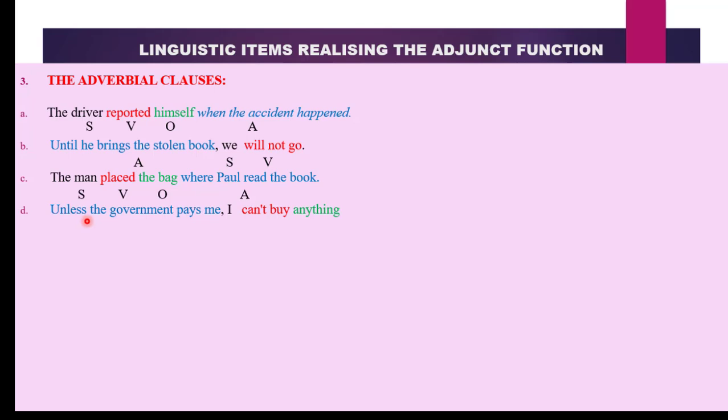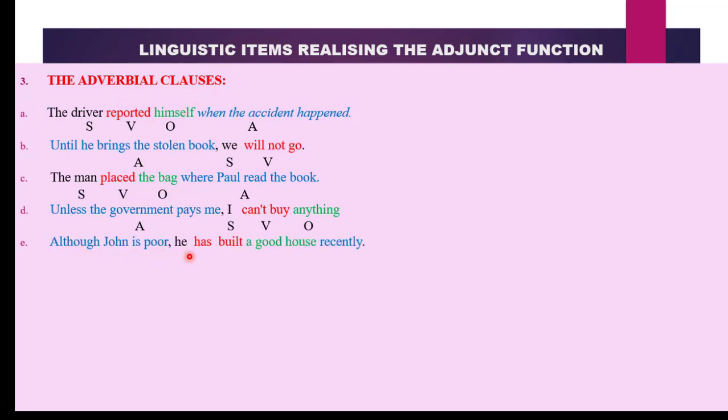Our adjunct. Unless the government pays me, I can't buy anything. What information is this clause giving us? Unless the government pays me, I can't buy anything. It is also expressing a condition that must be fulfilled before the action takes place. So it becomes our adjunct because it is behaving like an adverb. That's why we call them adverbials. They behave as if they were adverbs.